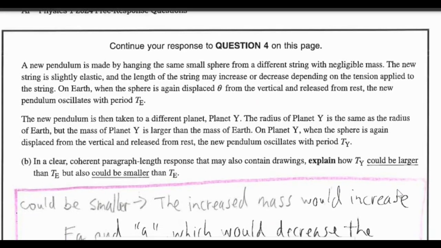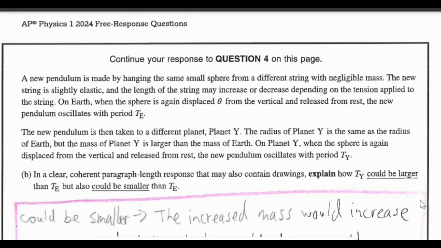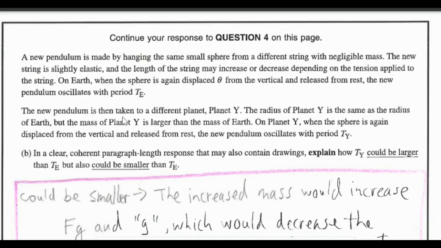On the next page, there's kind of a lot going on here. So let me go ahead and sum it up. We have the same exact situation. The new string is slightly elastic, and the length of the string may increase or decrease depending on the tension applied to the string. And then mostly everything is the same. The new pendulum is then taken to a different planet, planet Y, where the radius of planet Y is the same as the radius of Earth, but the mass of planet Y is larger than the mass of Earth.